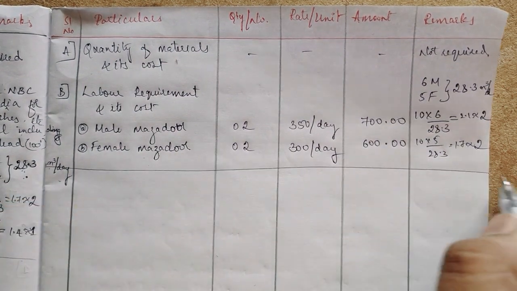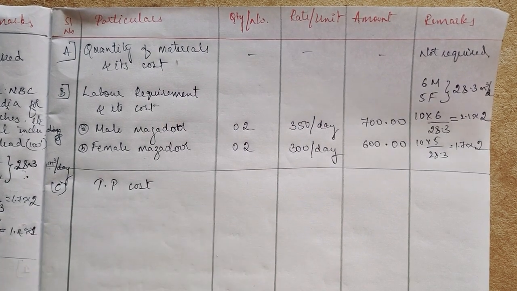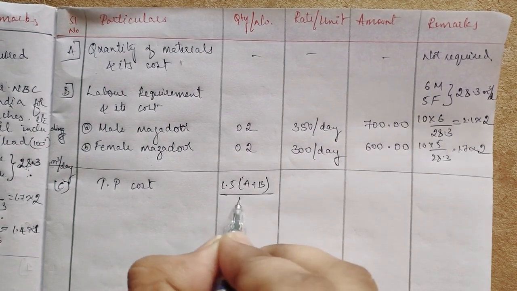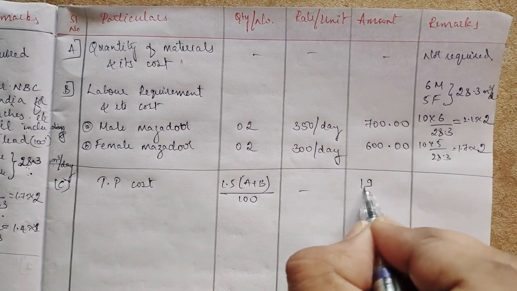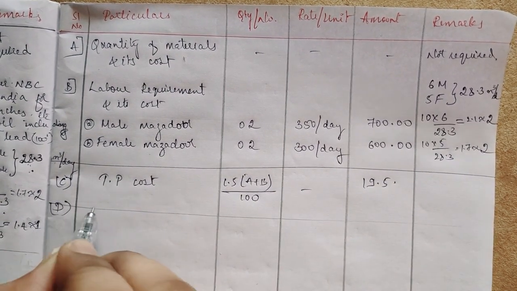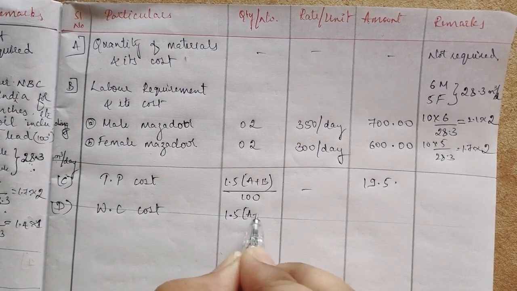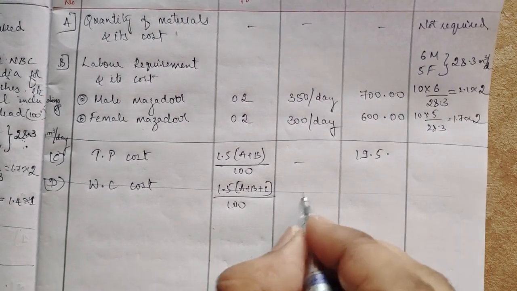Now T and P cost, tools and plant cost, that is 1.5 of A plus B divided by 100. So what will be it? 700 plus 600 into 1.5 divided by 100, it is 19.5. Next D will be water charge cost, that will be 1.5 of A plus B plus C divided by 100. So in the exam write neatly, okay.